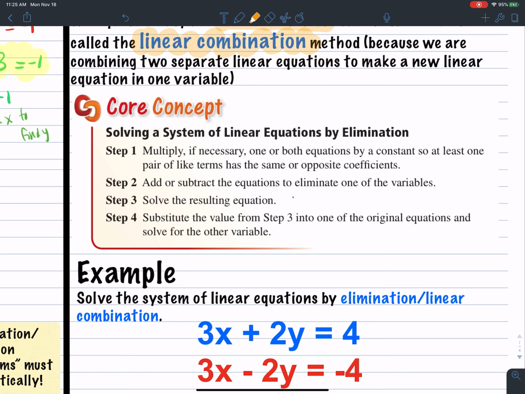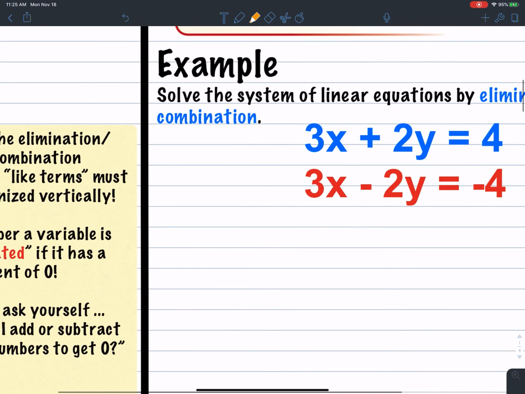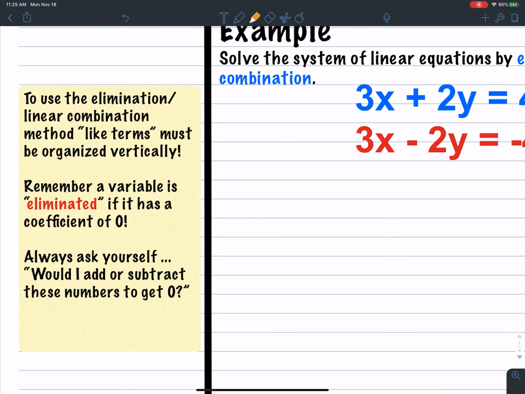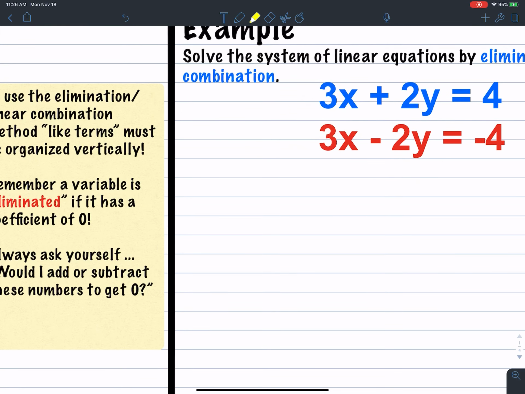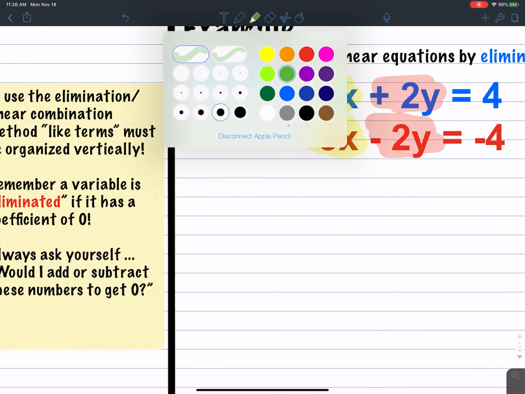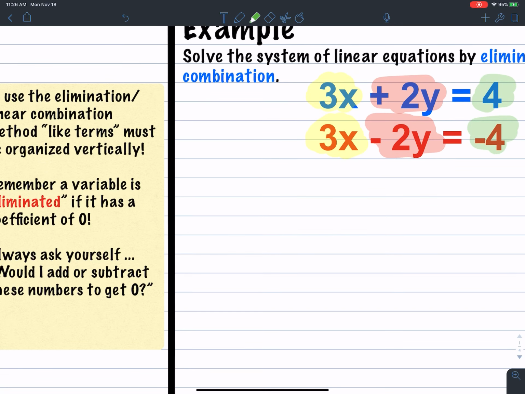What we want to first look for in step number one is to see if any pair of like terms has the same or the opposite coefficients. So down here, I just want us to point out that when we're using the elimination or the linear combination method, our like terms need to be organized vertically. So this is a 3x, that's a like term with this because they're both x's. Same thing with the y's. This 2y is organized vertically with those y's. And then at the end, numbers can be combined with numbers. So we organize our like terms vertically.